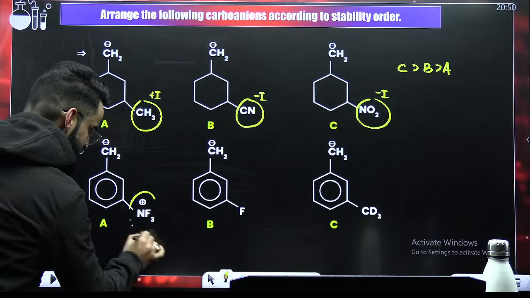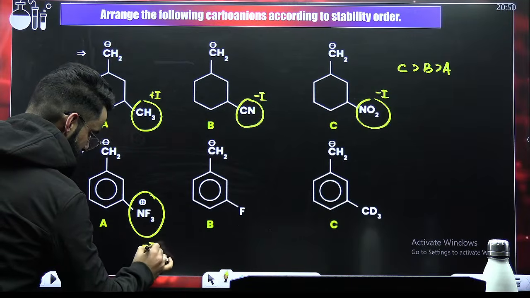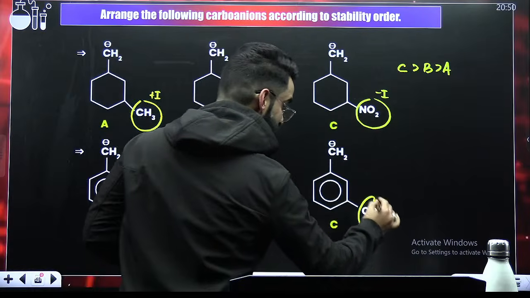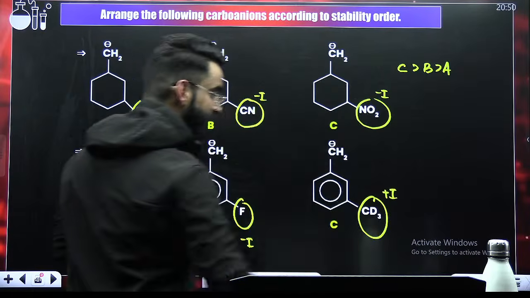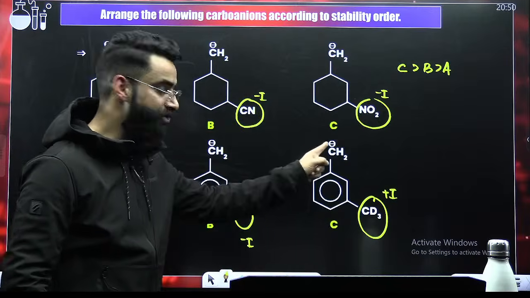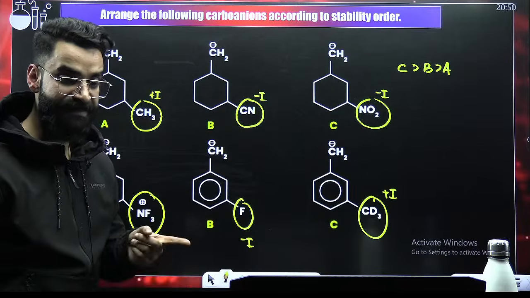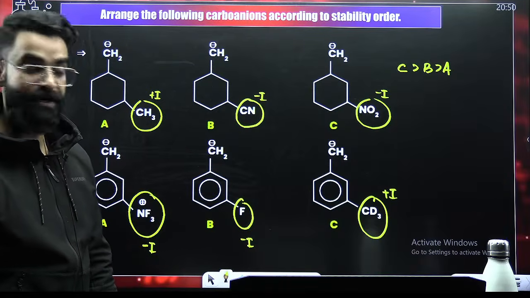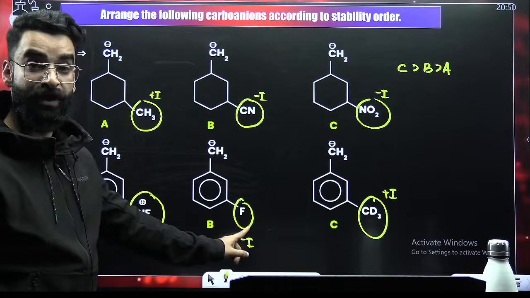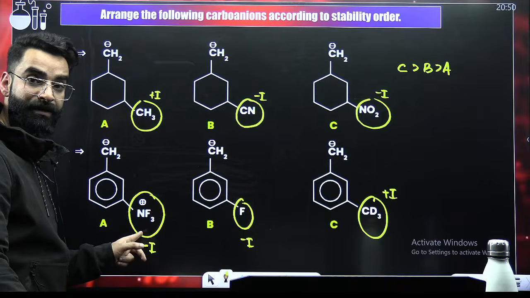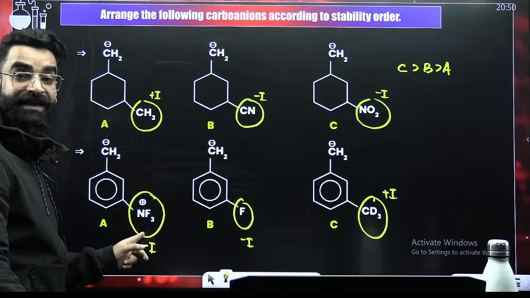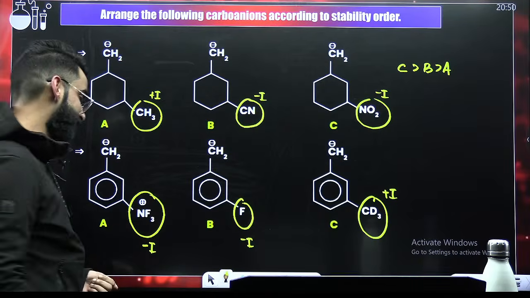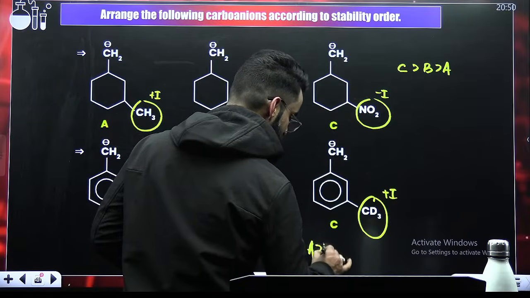Okay. NF3 positive, withdrawing. Fluorine, withdrawing. CD3, donating. All these are carbanions. Negative charge everywhere. And carbanions are stabilized by electron withdrawing groups. So this is withdrawing, this is withdrawing. Which one is more withdrawing? This is more withdrawing, so it will stabilize the carbanion the maximum. So A will be maximum stable, followed by B, followed by C.